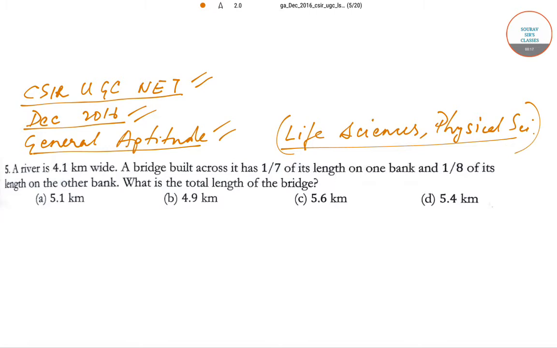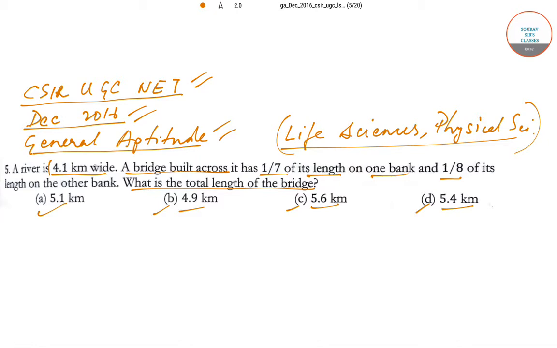The question is that a river is 4.1 kilometer wide. Now a bridge is built across it which has 1 by 7 of its length on one bank and 1 by 8 of its length on the other bank. Then what is the total length of the bridge? Option A is 5.1 kilometer, option B is 4.9 kilometer, option C is 5.6 kilometer, option D is 5.4 kilometer. So these are the options that have been given.